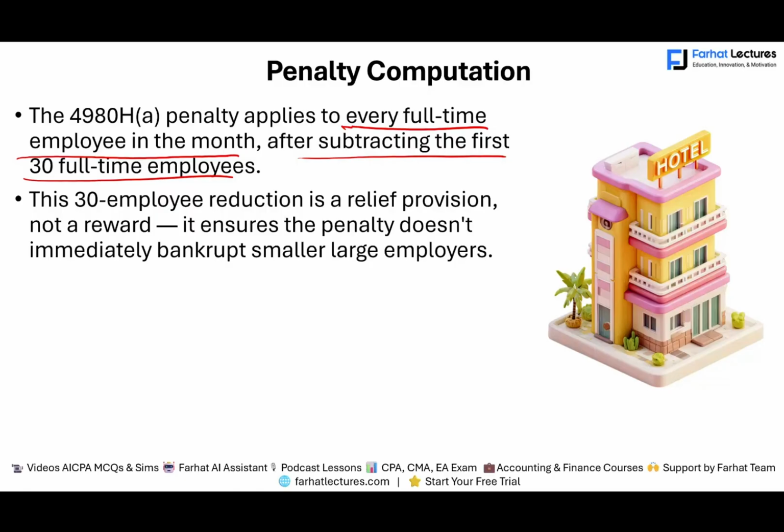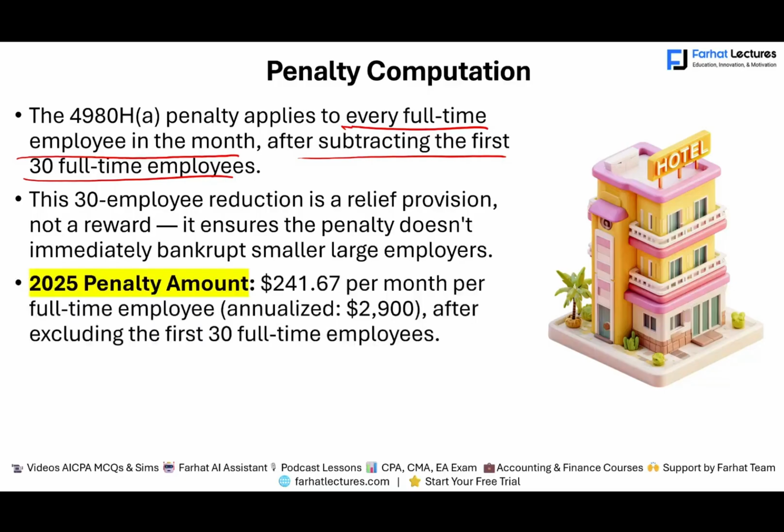So I'm going to look at the numbers for the year 2025, because if I want to show you the example, I feel bad if I just tell you the theory. But I'm going to tell you these amounts will vary from year to year. But knowing how to compute it will make it easier. So the penalty for the year 2025 is $241.67 per month per full-time employee. The annual amount is $2,900 after excluding the first 30 full-time employees.